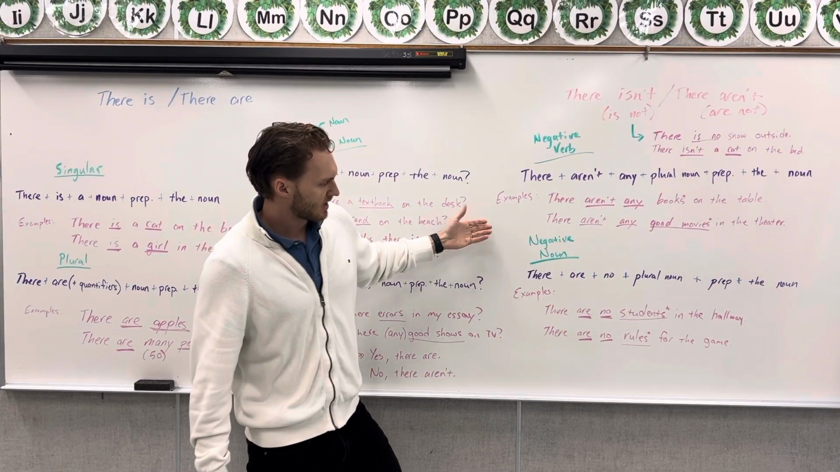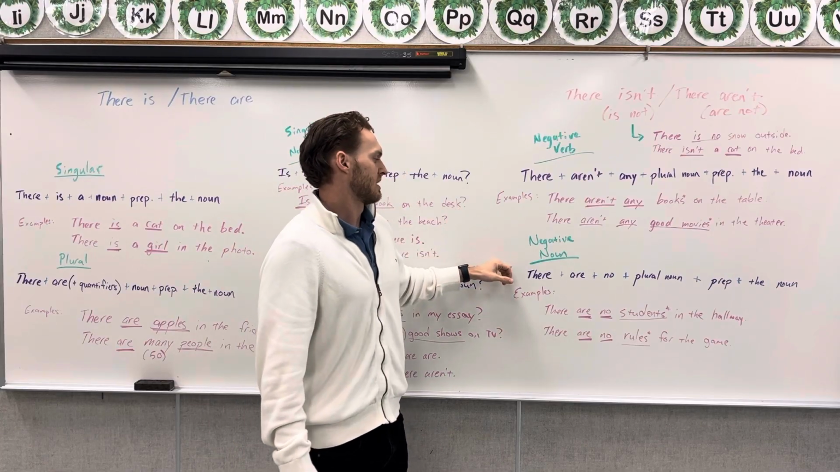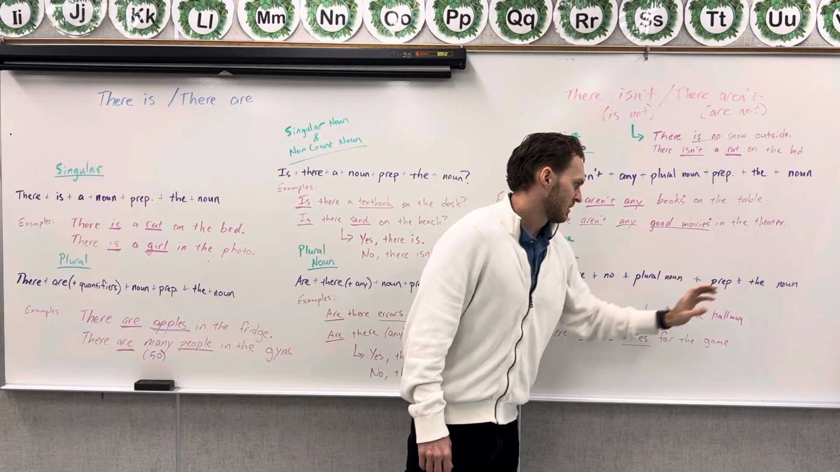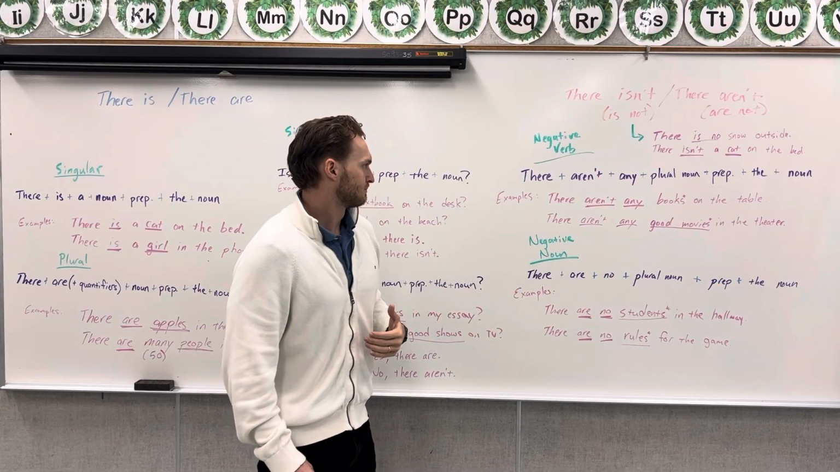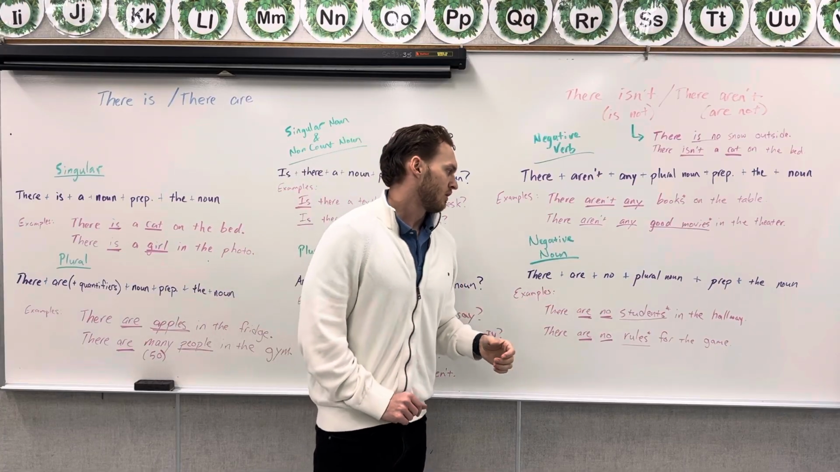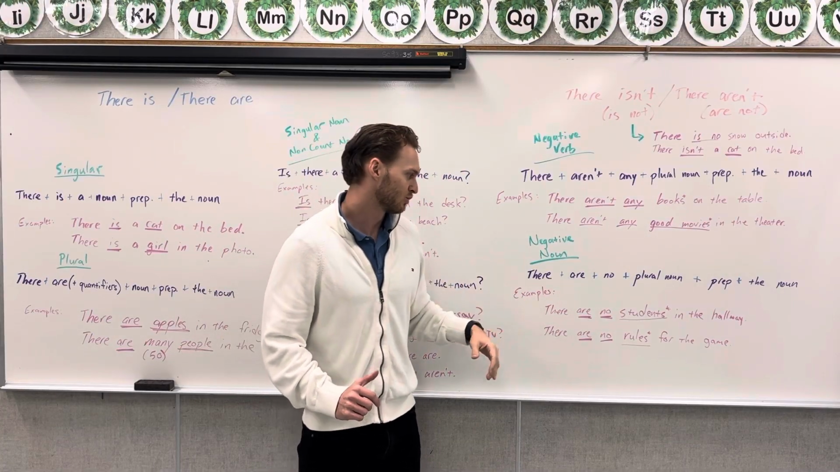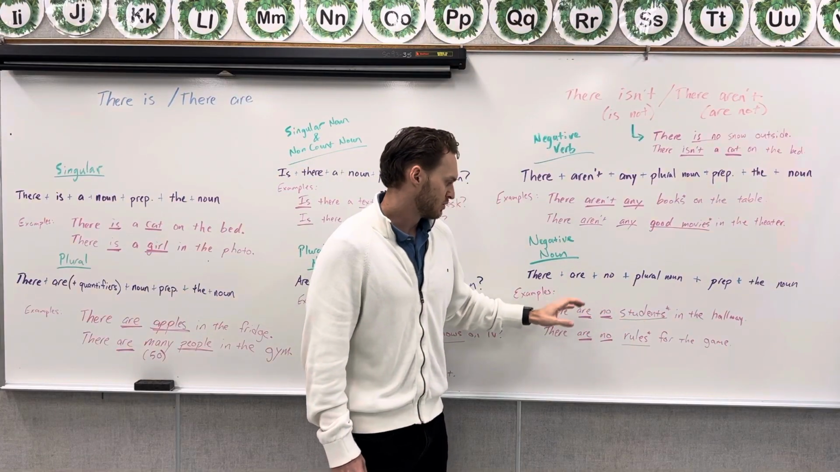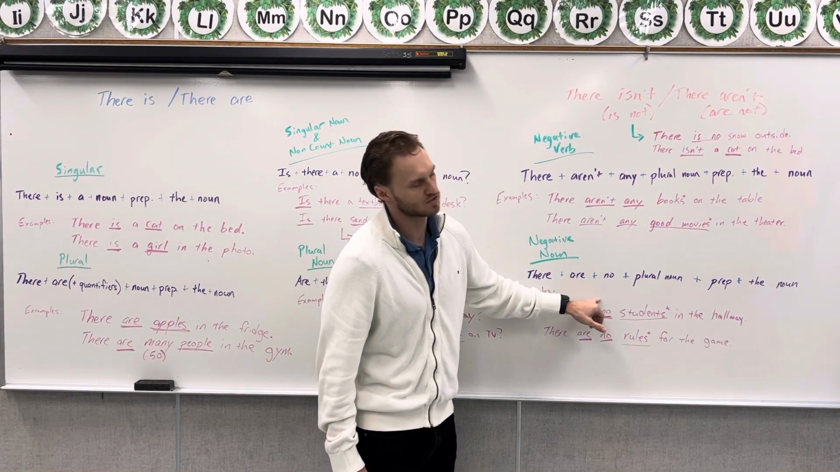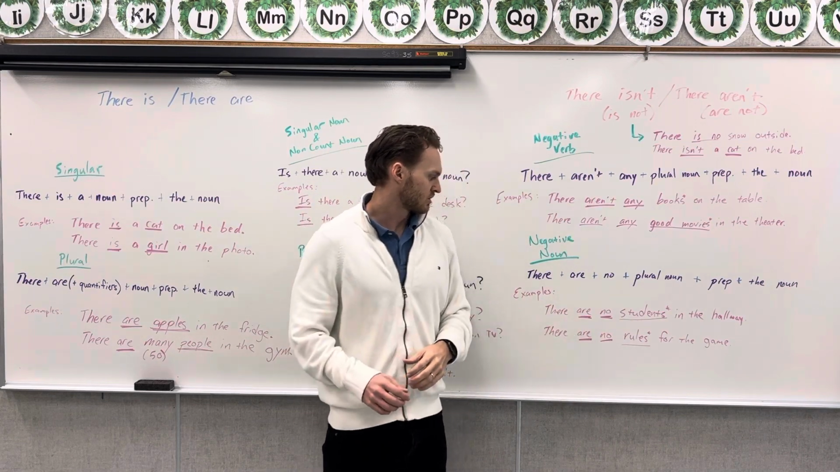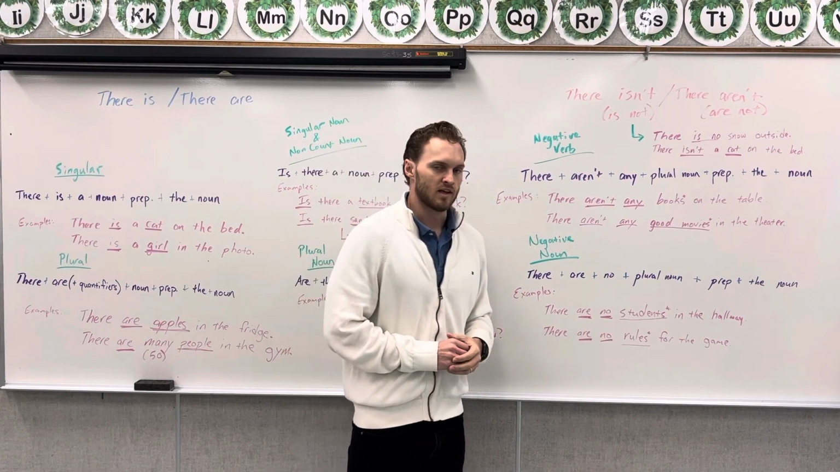Other times we have negative noun sentences where we're going to say there are no plural noun, preposition, and the followed by the noun. So for example, there are no students in the hallway. There are no rules for the game. So students would be plural, so we use are. And again, this is for negative, so we would say are no. And then same with rules, there are no rules for the game.